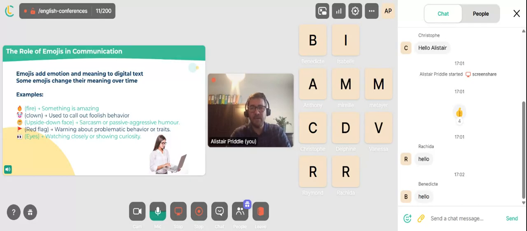Let's read through these again. Fire, something is amazing. A clown, used to call out foolish behaviour. Upside down face, sarcasm or passive-aggressive humour. Red flag, warning about problematic behaviour or traits. Eyes, watching closely or showing curiosity.